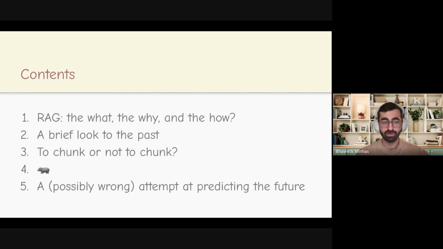So essentially, the first thing we'll learn about is what is RAG, the why, where it came from. Then we'll have a look into the past very briefly. Then we'll figure out whether we should be chunking or not chunking, or what is chunking. A little about Chonkie and a possibly wrong attempt at predicting the future.